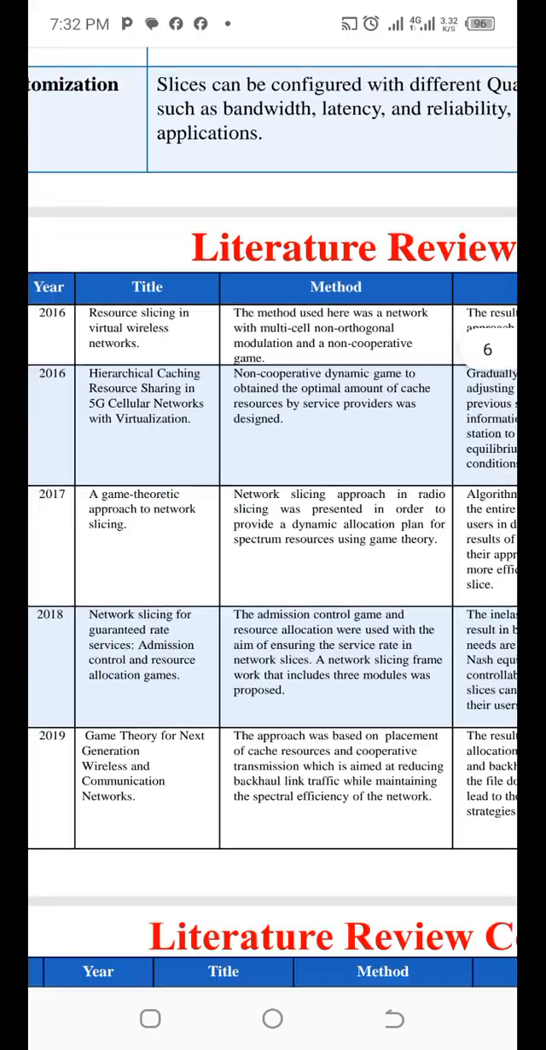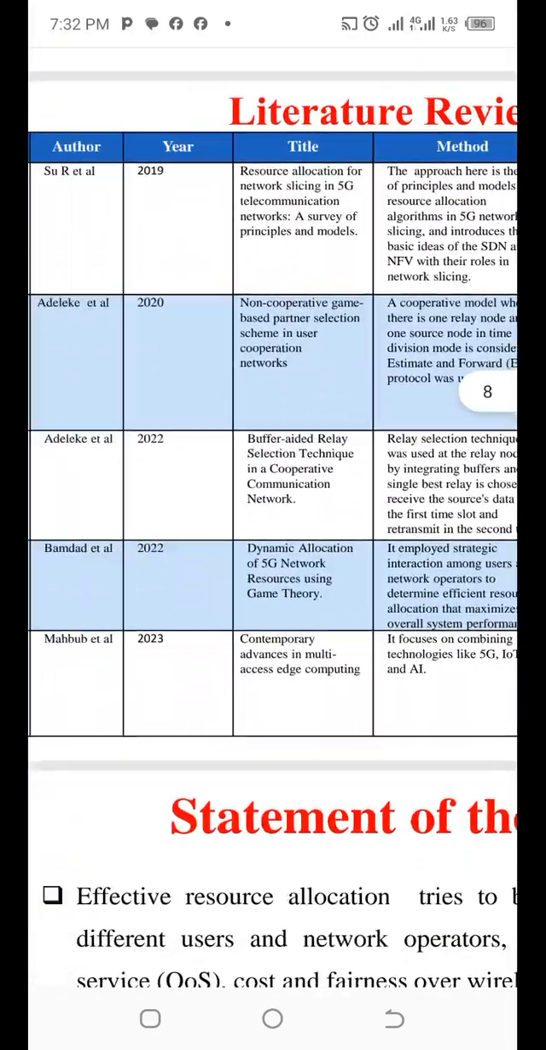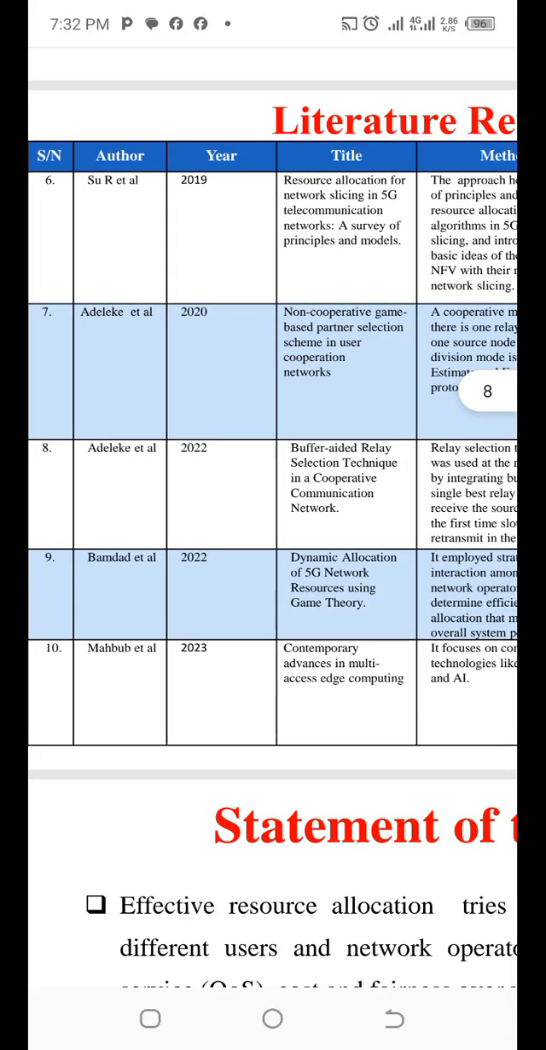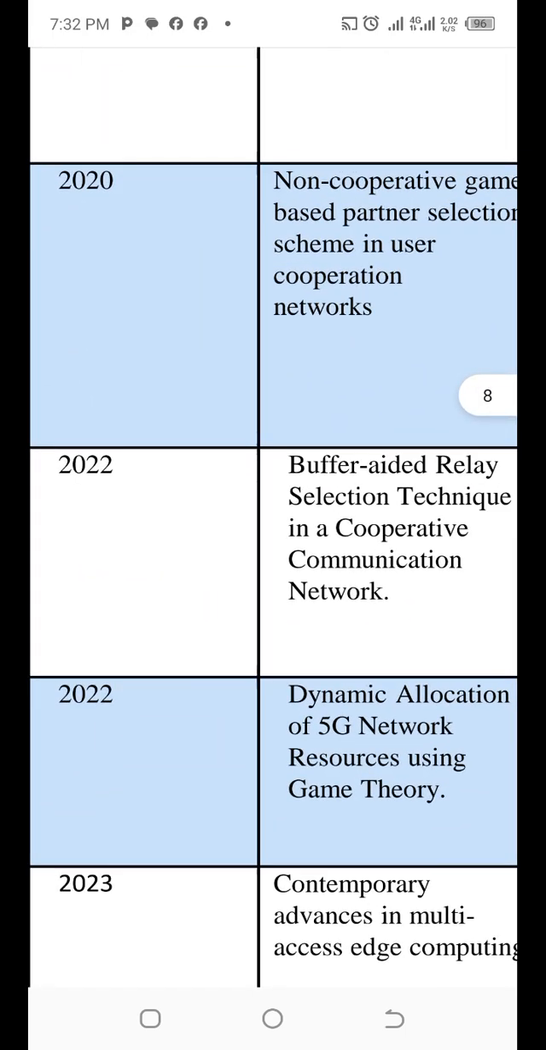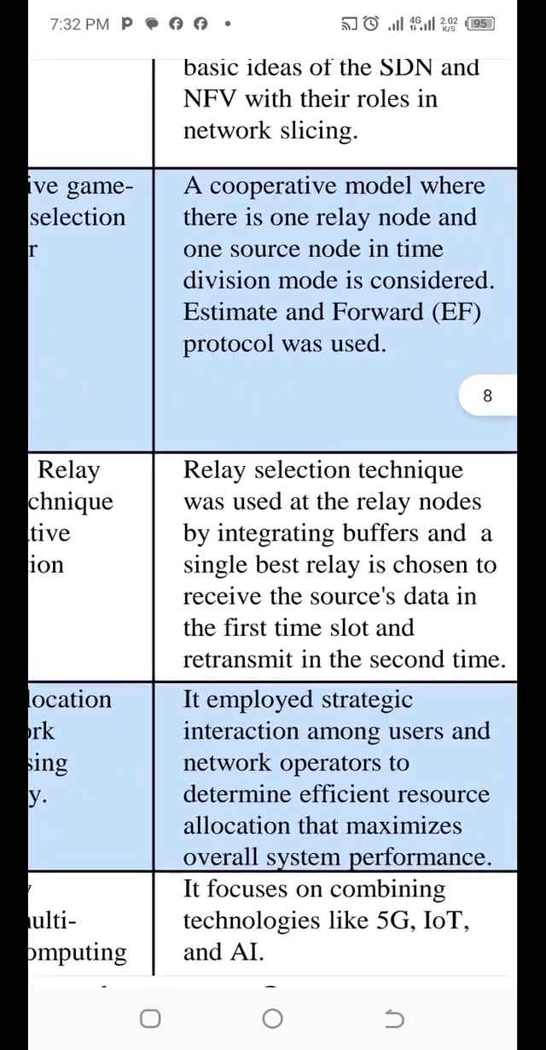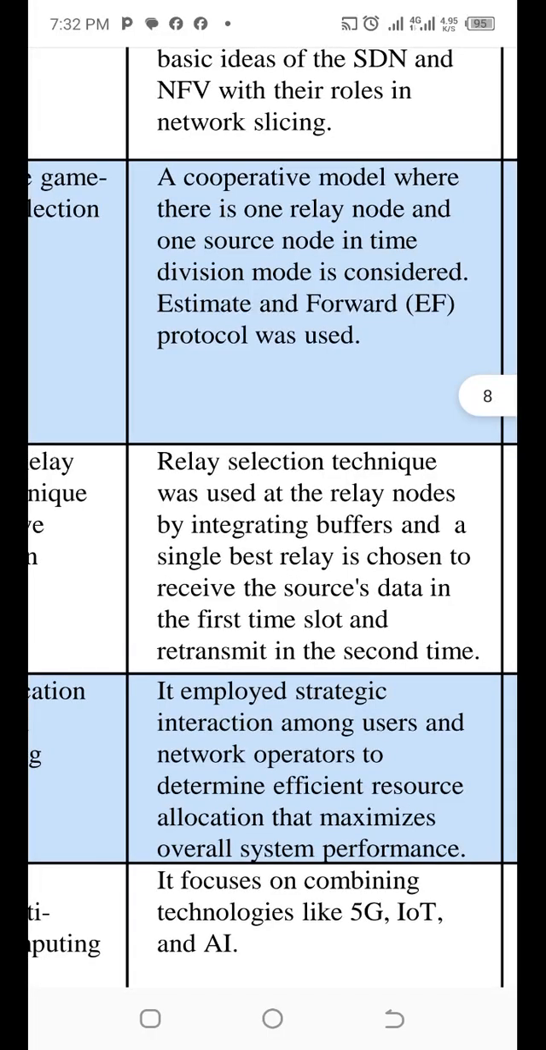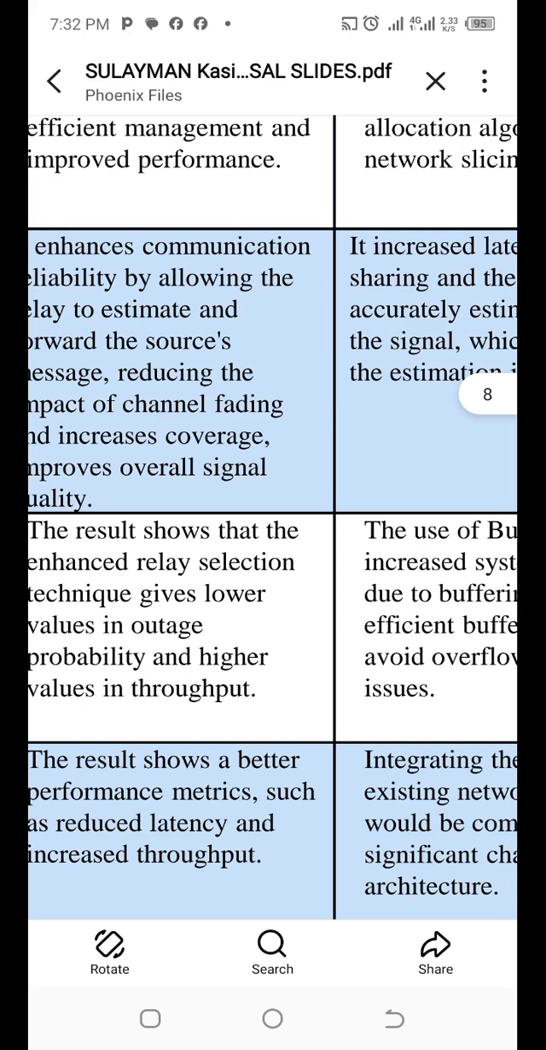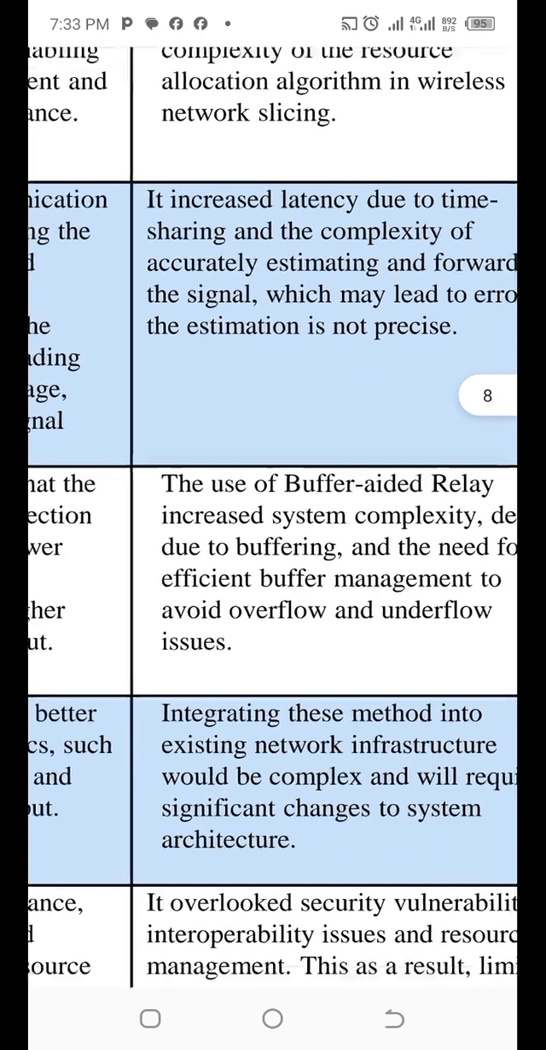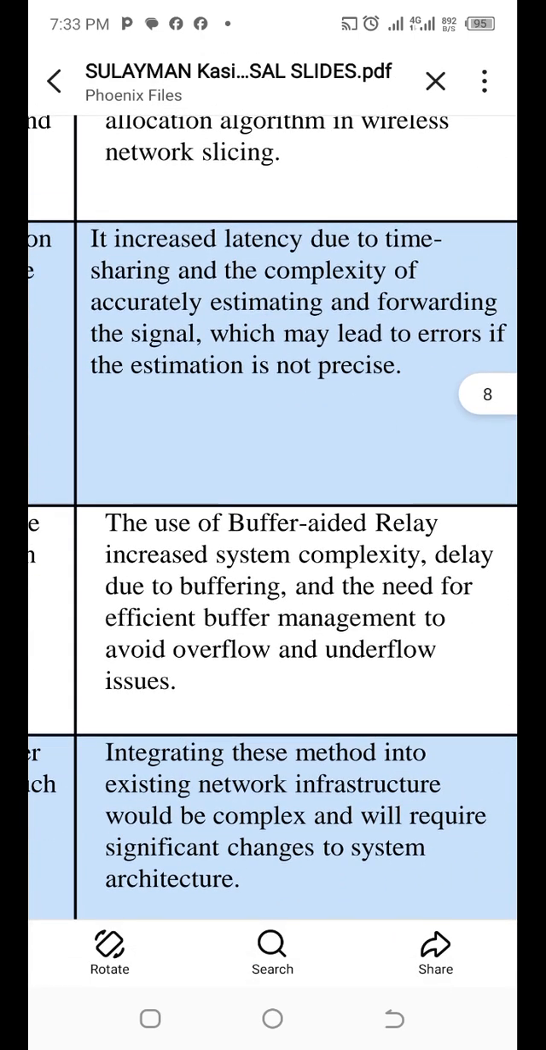These are part of the literature review that I have used. In 2022, Adeleke et al. proposed a topic titled Buffer-Aided Relay Selection Technique in a Cooperative Communication Network. The approach used is a relay selection technique, whereby the relay nodes integrate with the buffer. This approach enhances the performance of the network, but the challenge is that it increases the latency because of the integration of the relay.